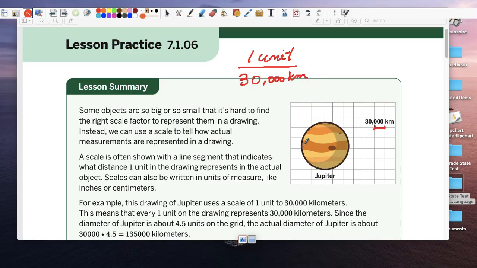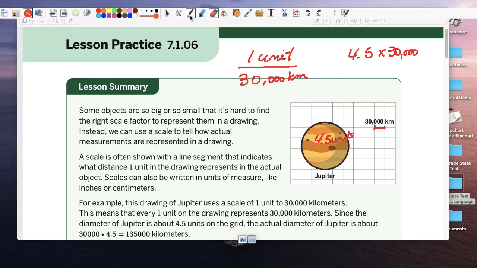So let's say we wanted to measure the distance here, the diameter of this planet, Jupiter. Well, according to this, it's about 1, 2, 3, 4.5 units this way. So every unit is equal to 30,000 kilometers. All we have to do is take 4.5 and multiply that by 30,000. So if you think about it, let me just draw 4.5 here.